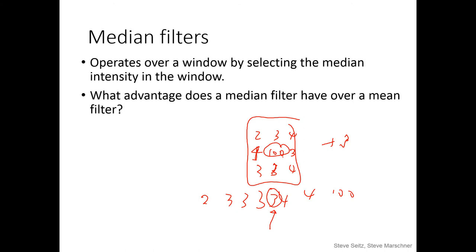So, yeah? What did you say? The 100, you're saying that it's an outlier? Yes. It will remove the outlier automatically. And for salt and pepper noise, you see all these black and white dots are the outliers, right? So the median filter is very effective in removing these outliers.